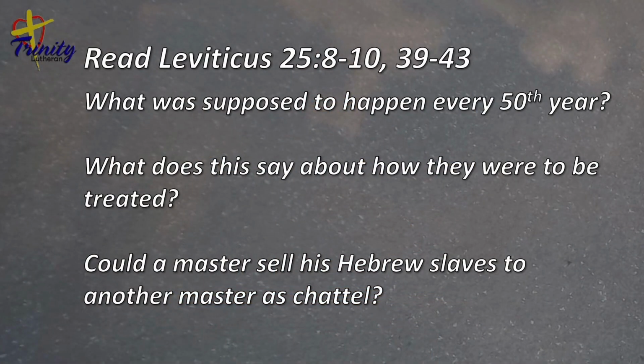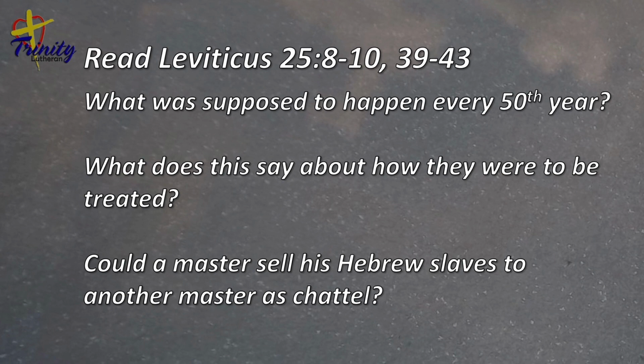Count off 7 Sabbath years, 7 times 7 years, so that the 7 Sabbath years amount to a period of 49 years. Then have the trumpet sounded everywhere on the 10th day of the 7th month. On the Day of Atonement, sound the trumpet throughout your land. Consecrate the 50th year and proclaim liberty throughout the land to all its inhabitants. It shall be a jubilee for you. Each of you is to return to your family property and to your own clan.